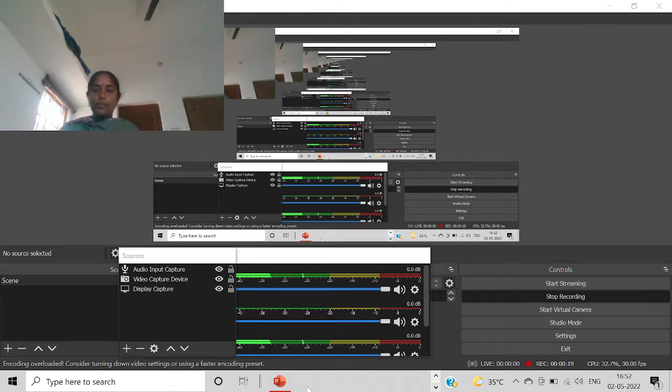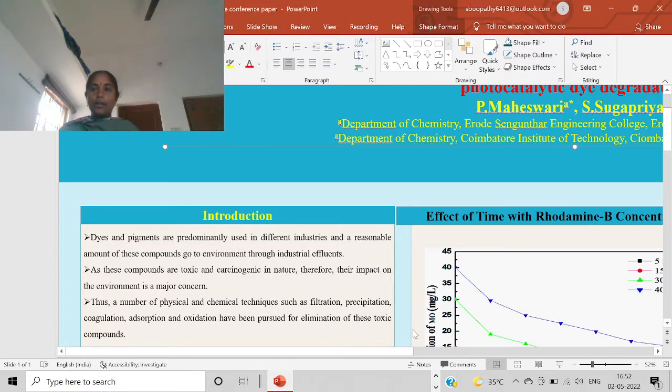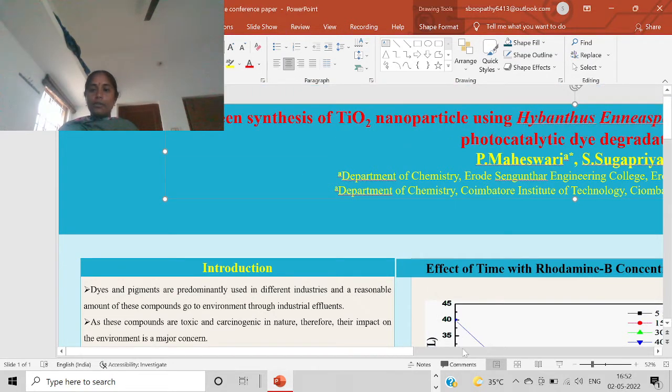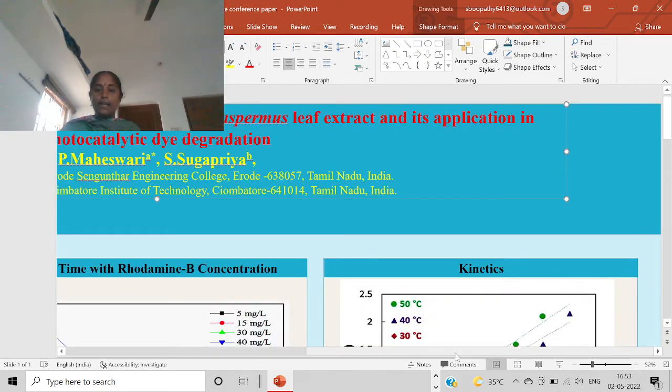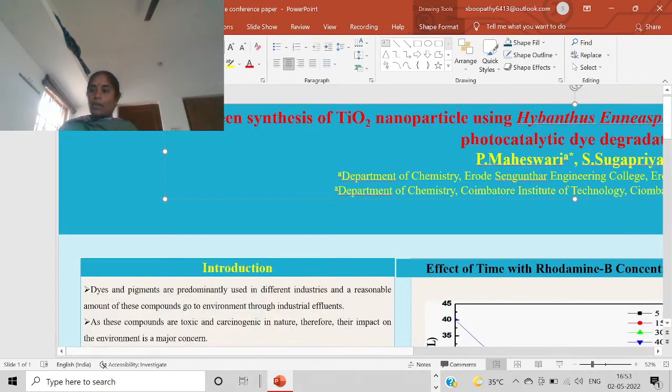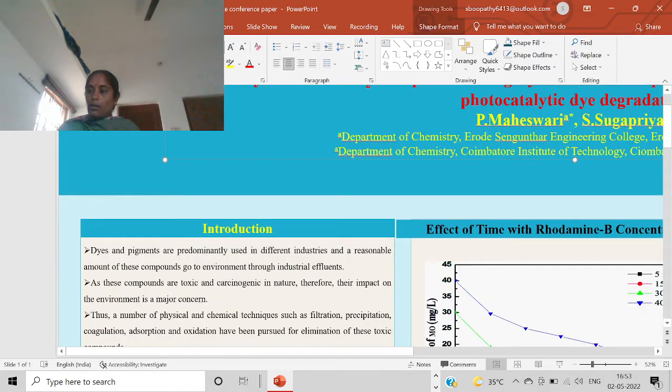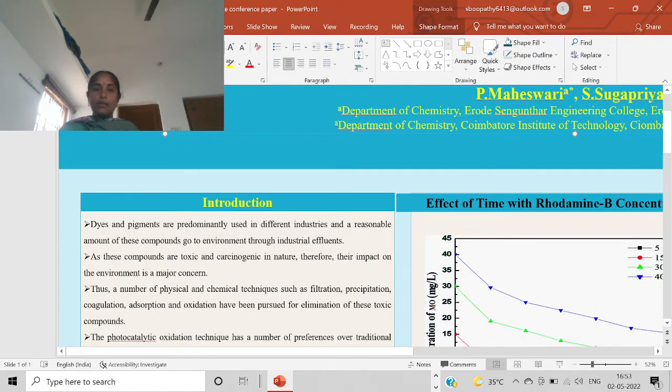Today I am going to present my research topic: green synthesis of TiO2 nanoparticles using Hybanthus enneaspermus leaf extract and its application in photocatalytic dye degradation. Factory discharge contains a high proportion of potentially active toxic materials. These chemicals are mainly dyes and pigments.